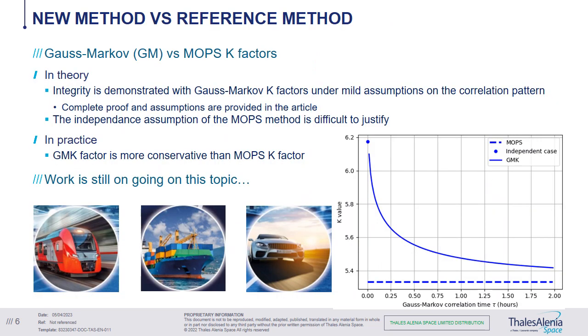The main contribution of the article is the proof that our method guarantees integrity whatever the correlation pattern of errors under normality assumption. In practice, we've compared our K factor with the MOPS values, as shown on the right. Now, work is still in progress on this topic. We want to apply this method on real data from different domains: rail, maritime, road.